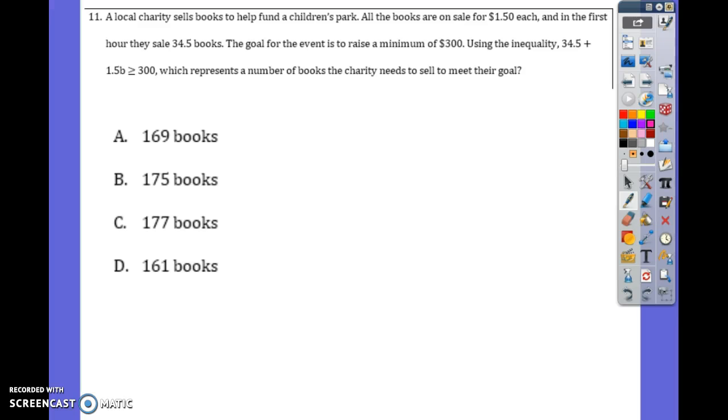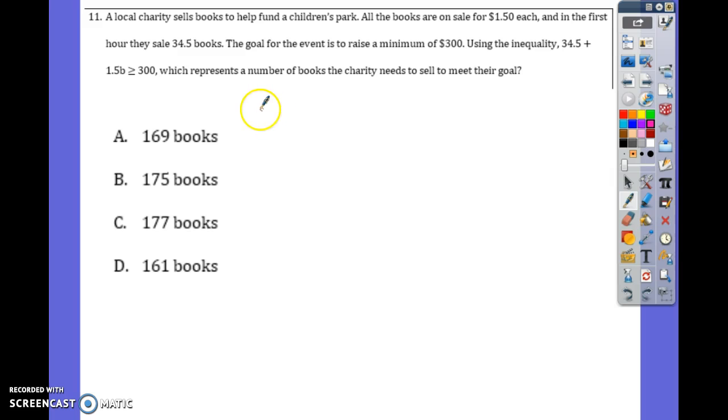Number 11. A local charity sells books to help fund a children's park. All the books are on sale for $1.50 each, and in the first hour, they sell 34 and 5/10 books. The goal for the event is to raise a minimum of $300. Using the inequality, 34 and 5/10 plus 1 and 5/10 B is greater than or equal to 300, which represents a number of books the charity needs to sell to meet their goal.